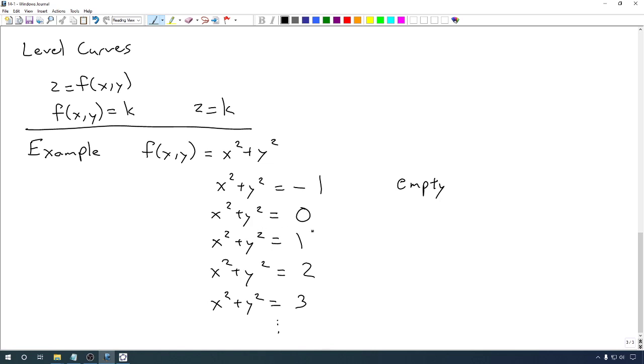X squared plus y squared equals 0. This is also kind of interesting. It actually includes exactly 1 point. The only way we get 0 from x squared plus y squared is if both x and y are equal to 0 themselves. So we call this a level curve, but it is just a single point. Level curves can actually include just points.